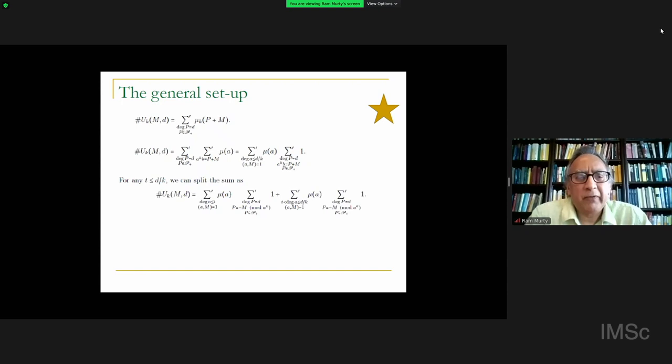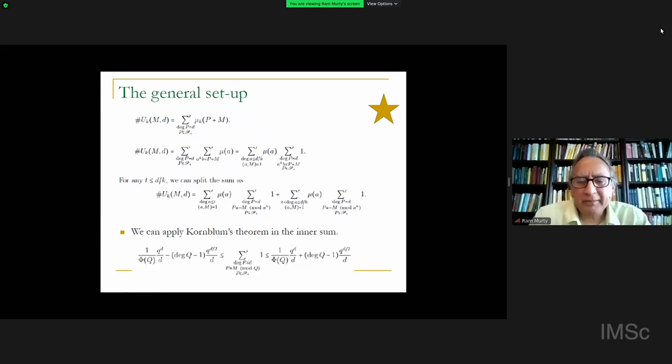So for any t, you can decompose this sum into two pieces: the degree of A less than or equal to t, and the degree of A bigger than t. That's what I'm saying here. Having done that, in the first part you have to apply Kornblum's theorem. As I mentioned in an earlier slide, it's q to the d over d times 1 over phi of q, but there's an error term, and the error term is bounded in this fashion. Notice that this is a minus sign here, and this is a plus sign. So it's basically bounded by this. You can put that in and then calculate the error.